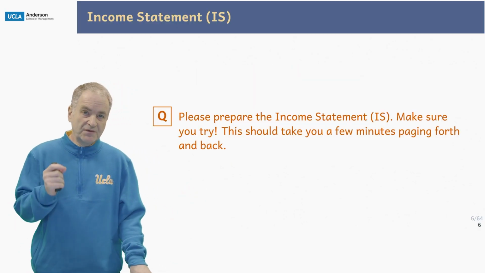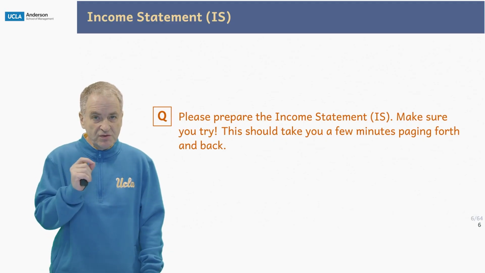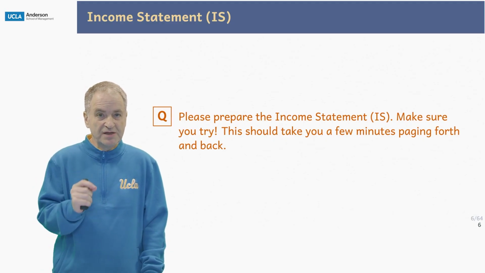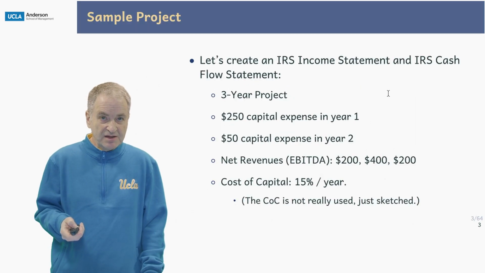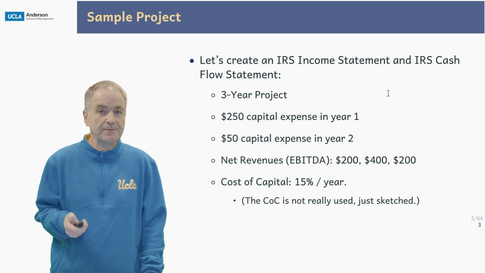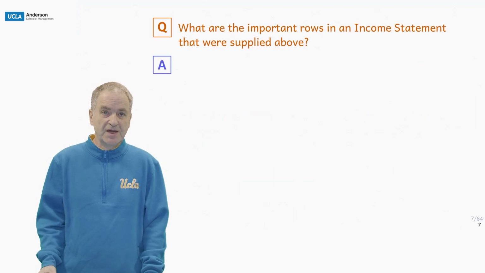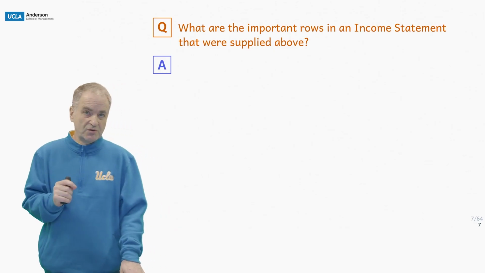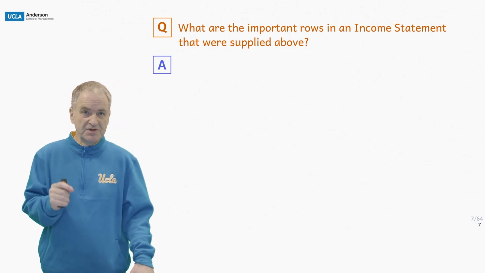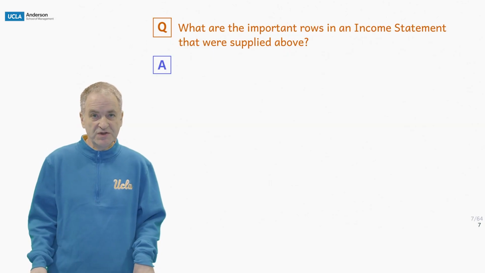So we have to start with constructing an income statement. Make sure you try. This should take you a few minutes paging forth and back with those previous slides that gave you all the numbers that you need. Try and produce a basic income statement. The first part that I want you to do is think about what are the important rows, the basic rows in an income statement that we can populate based on all the information that was there before.